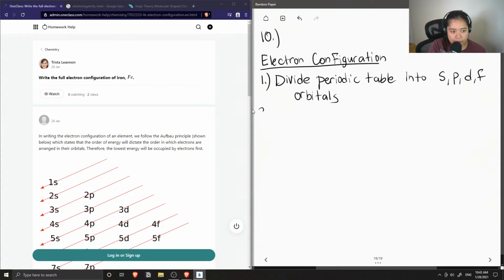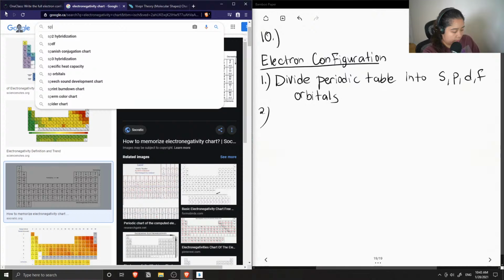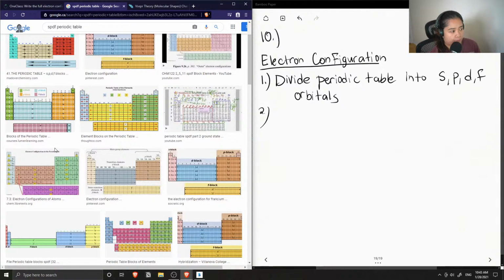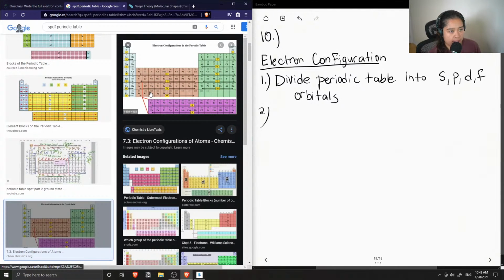And I can show what that looks like. Like so. And you kind of get something that looks like this. So the leftmost columns are the S block, including helium. And this green section is the P block. And the middle transition metals are the D block. And the last two rows, the lanthanides and actinides, are the F block.